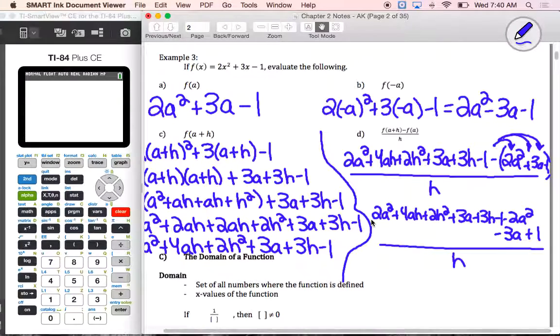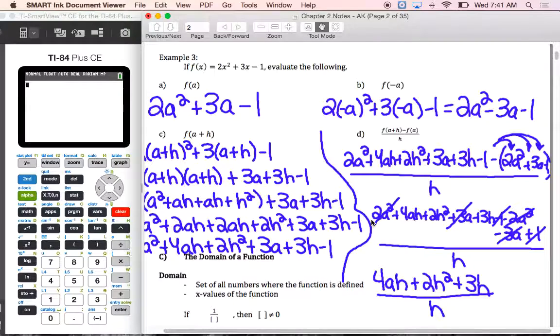Now, if you look, though, you're going to have some opposites. We have a positive 3a and a negative 3a. I've got a positive 2a squared and a negative 2a squared. We've got a minus 1 and a plus 1. So we're canceling out a lot of stuff. So the only parts that are left are 4ah, 2h squared, 3h, all over h.